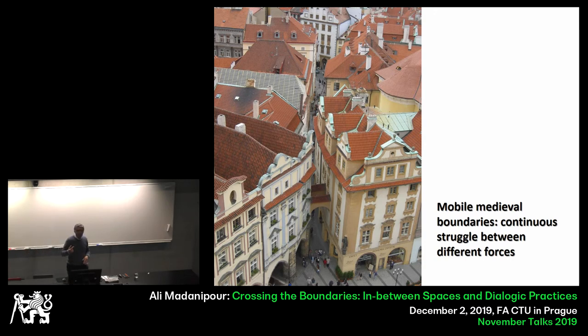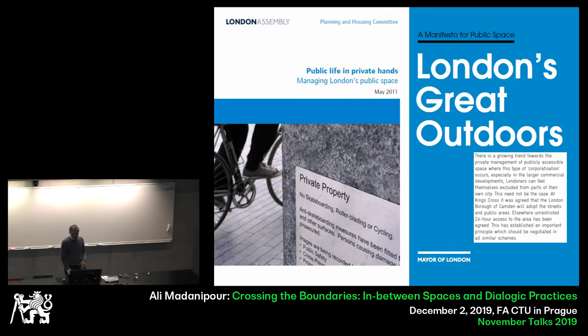And now we see something like that as well, that people are complaining that the private is expanding and encroaching onto the public, narrowing it down, making it smaller. And these are from London. The London Assembly published this report that you see on the left. They call it Public Life in Private Hands. And they complain about these controls, that what appears to be public space is basically private property, and it limits what you can and cannot do. And the quote and the picture you see on the right is from a manifesto for public space that the London Mayor published. The London Mayor at that time is now the Prime Minister of the country, Boris Johnson.